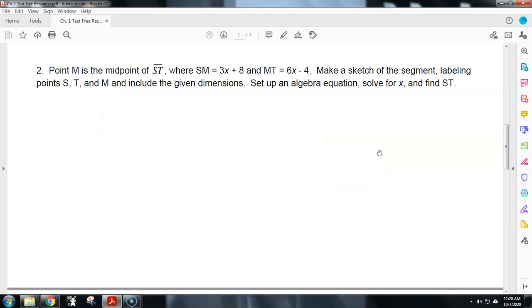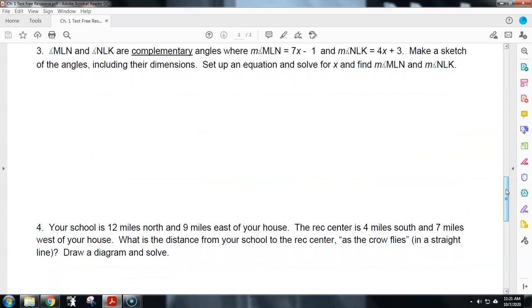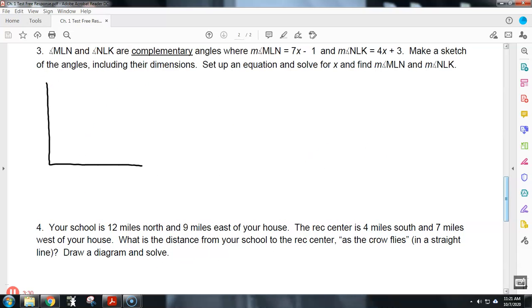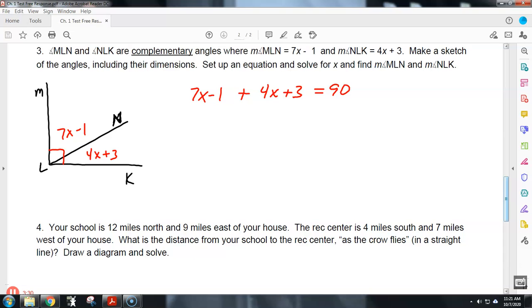All right. Moving to the next page. 2 angles are complementary. So complementary, remember, means that they add up to 90 degrees. So I don't really know who's what, but we have MLN and NLK, and they have to be 90 degrees. So MLN is 7x minus 1. NLK is 4x plus 3. So I need to add those 2 together and make sure that they add up to 90, because that's what complementary means.